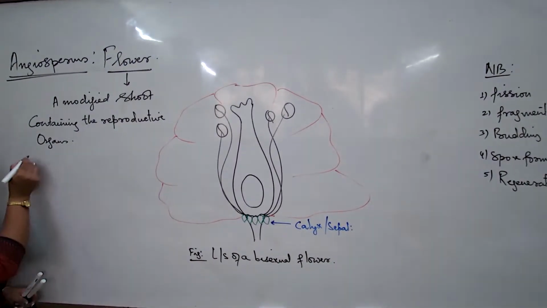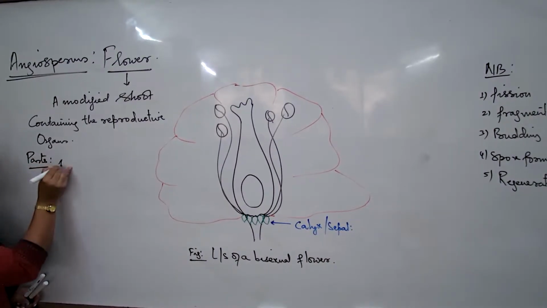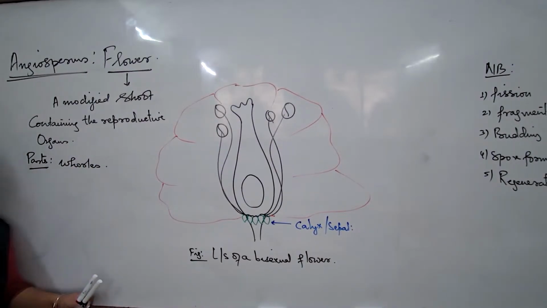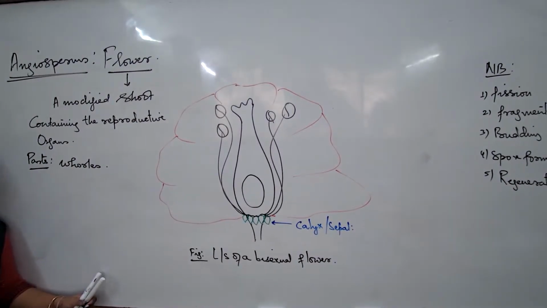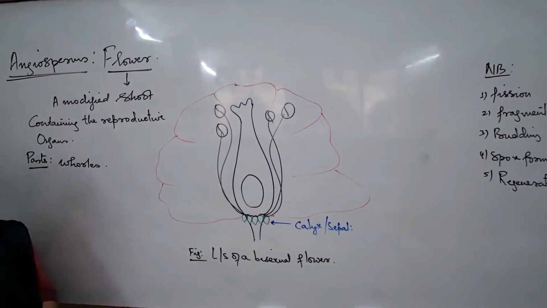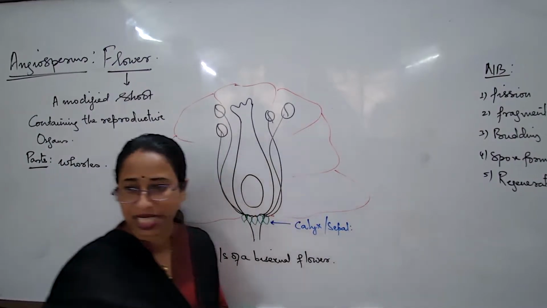What are the parts of the flower known as? When I talk about the parts of the flower, these are known as the whorls of the flower. Which is the first whorl I'm talking about? The first whorl is the calyx, also known as sepal.